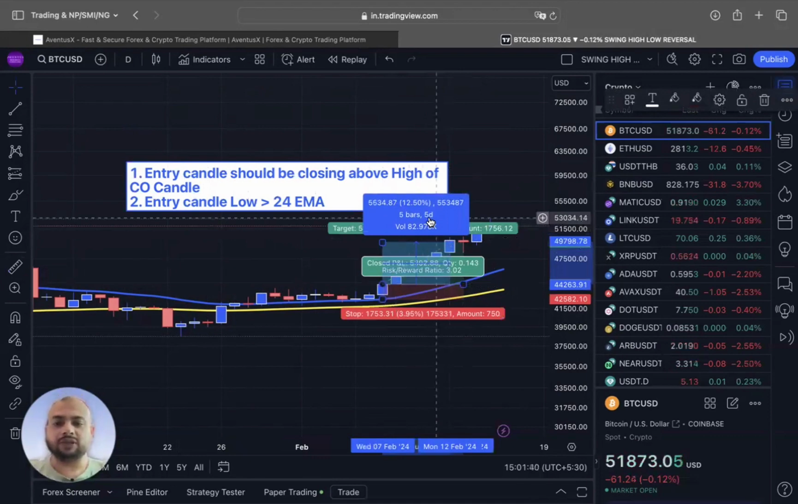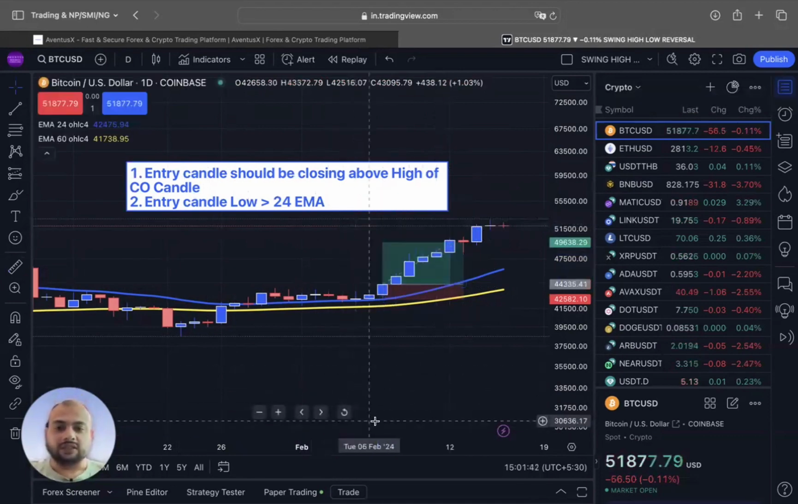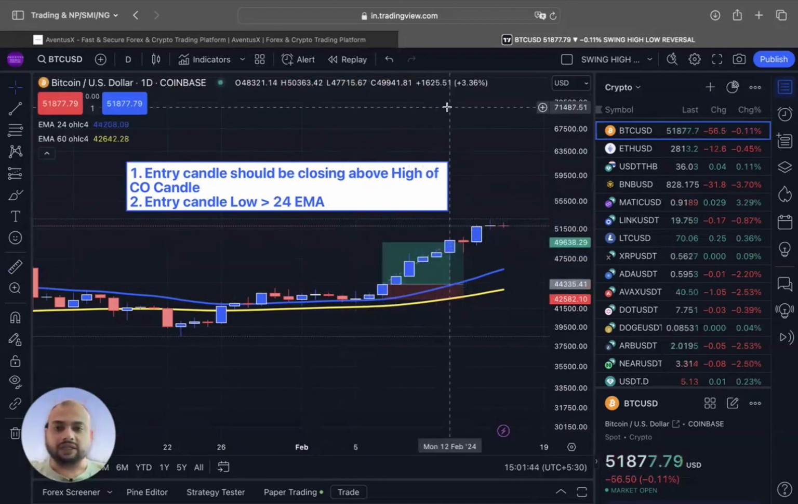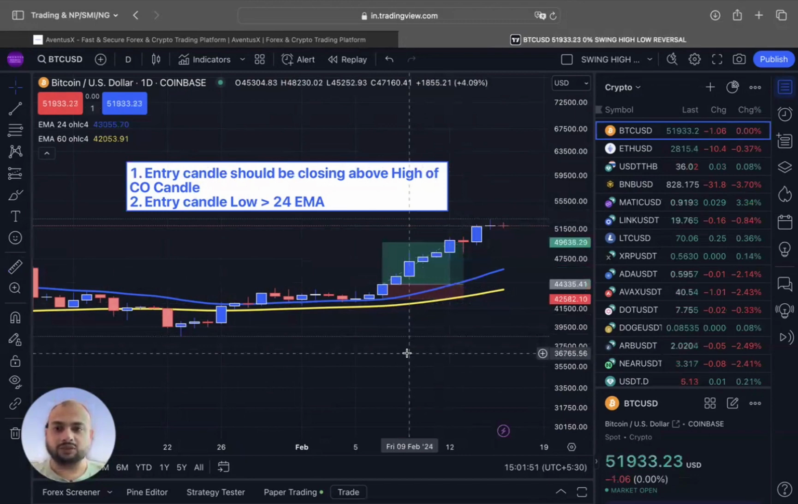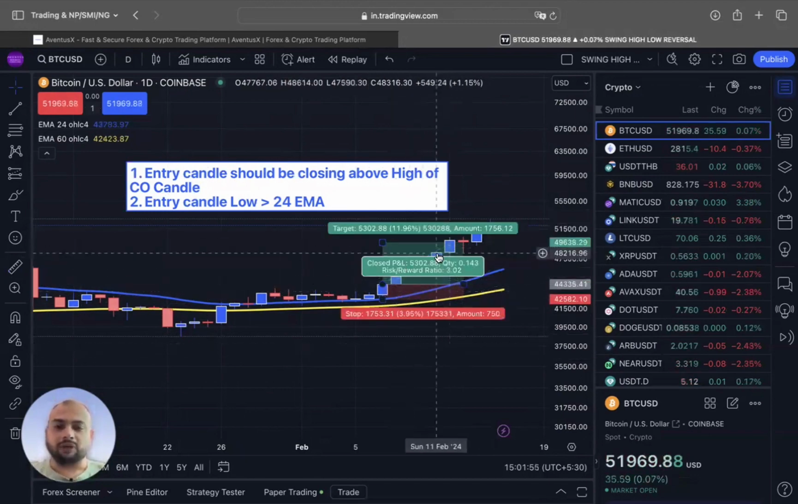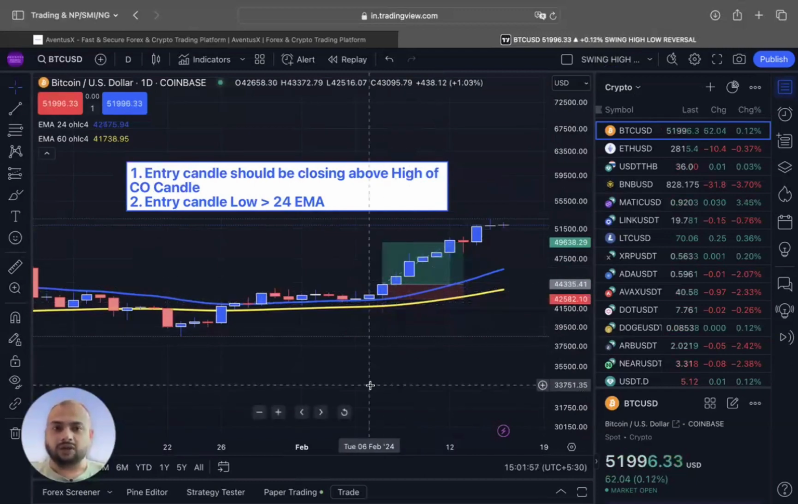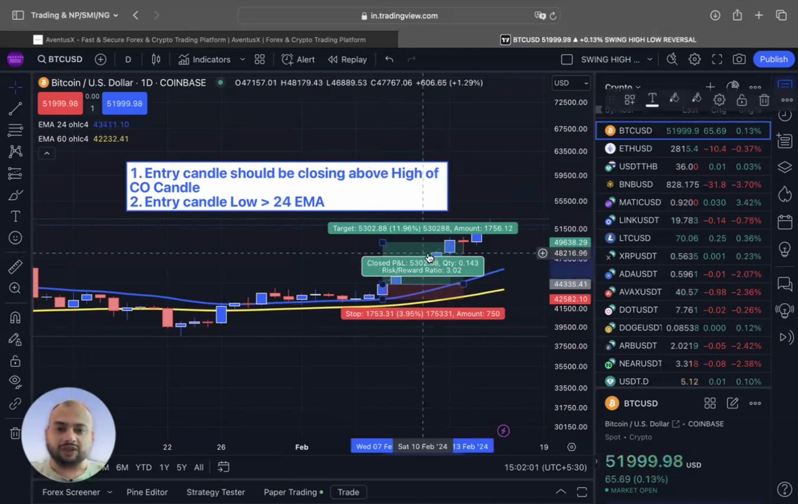So in 5 days you have made 12% return, and let's say you had taken exposure of even 30% of your portfolio, then 30% of 12% is about 3.6%. So you would have made about 3.5% profit on your entire portfolio, just using this strategy in 5 days.